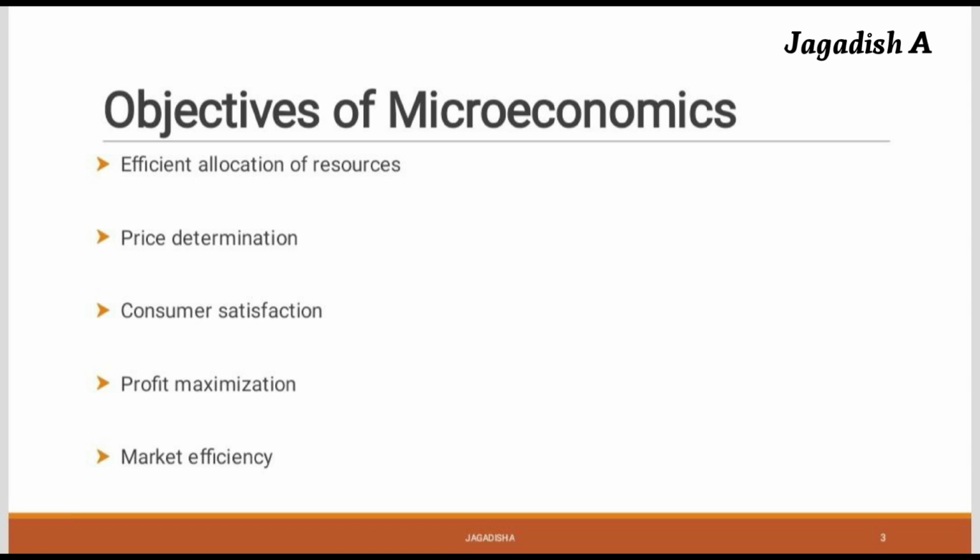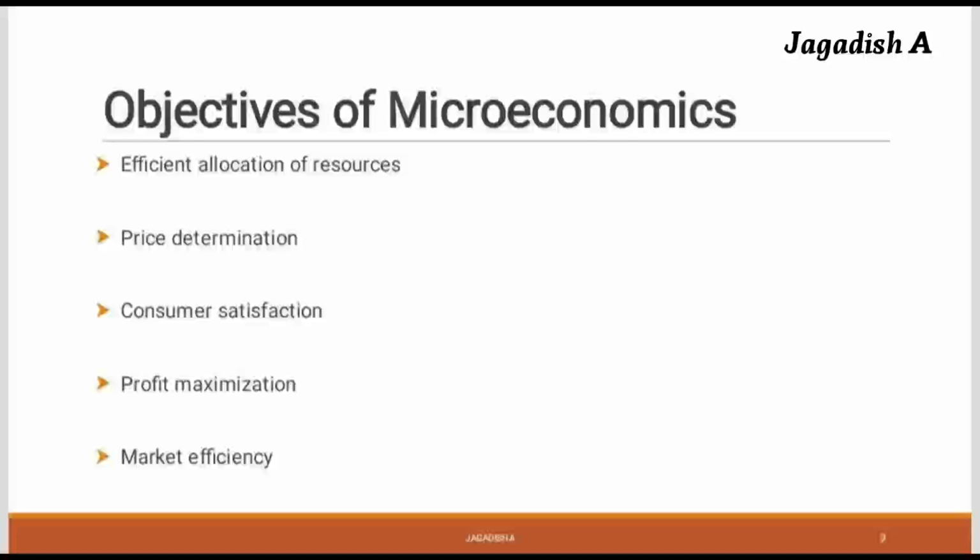Objective number two, that is price determination. Consider an example here. The price of onions fluctuates based on factors such as production level, transportation cost, and demand from consumers. So here microeconomics helps explain why prices rise during shortage and fall when there is a surplus.